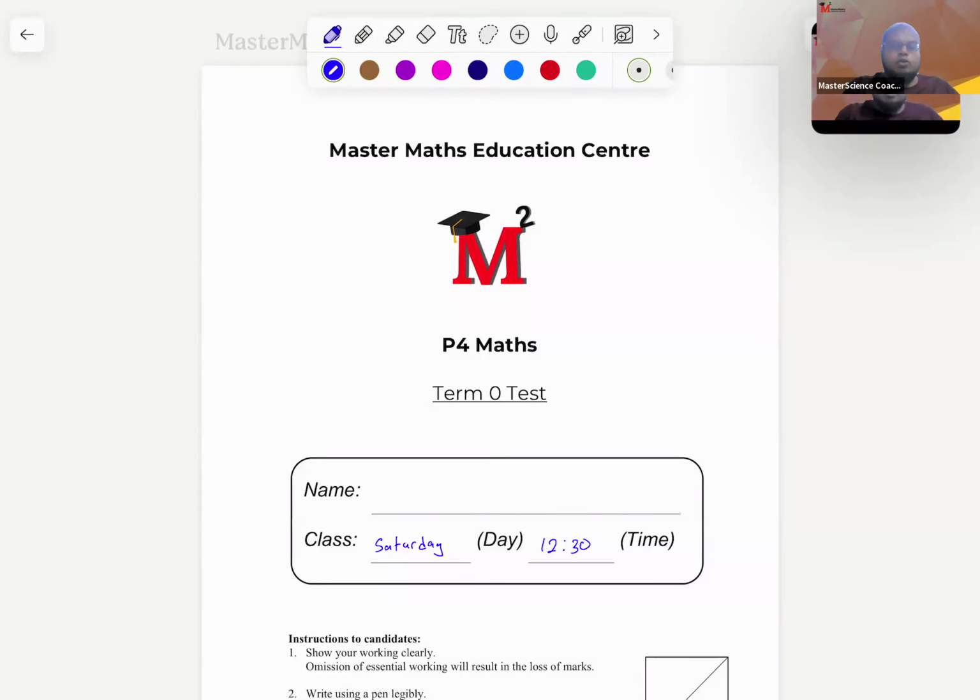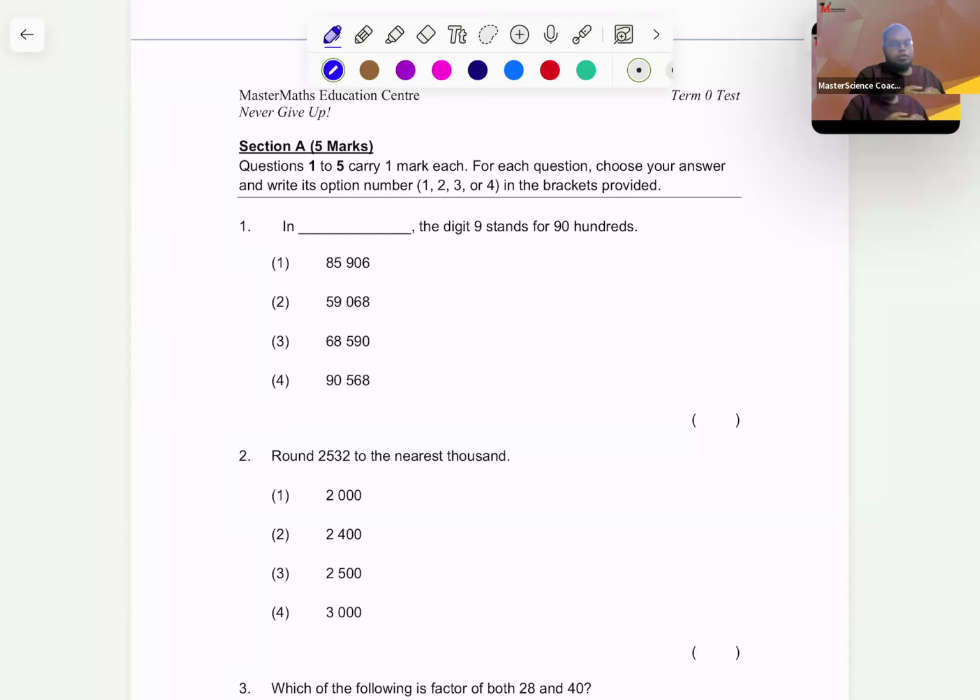Okay. All right. So last week, those that were present, you did this at home, right? And then for Iman, we will go through together lah. Okay. All right. So in question 1, they're asking for which number here the digit 9 stands for 90, 100. Okay? Okay, so 90, 100 means what?